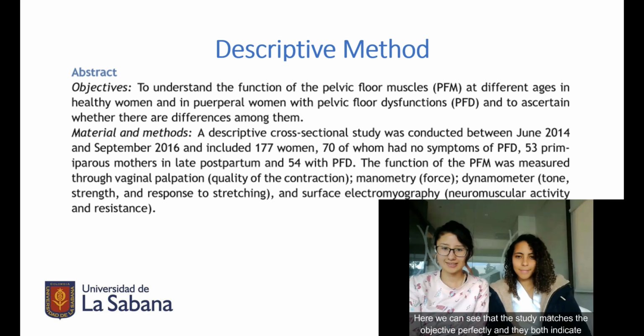Here we can see that the title matches the objective perfectly, and they both indicate that there will be no intervention, only a characterization of these women. And by seeing the methodology, we can see that the research was conducted with a group of 170 women. There was no intervention, and the investigators simply observed and analyzed the characteristics of the muscles in the pelvic floor in one group.